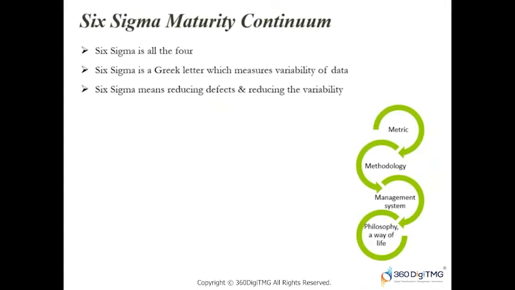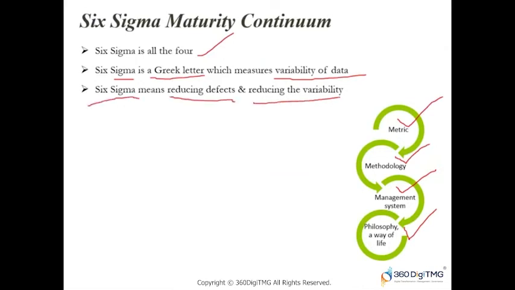What does this mean? Six Sigma is all of these four. It is a metric, it is a methodology, it is a management system, and it is a philosophy of life. Sigma, by the way, is a Greek letter which measures variability of data. As I've already discussed, Six Sigma means reducing defects and reducing the variation in the process. Let me explain this quickly about reducing the variation or variability.